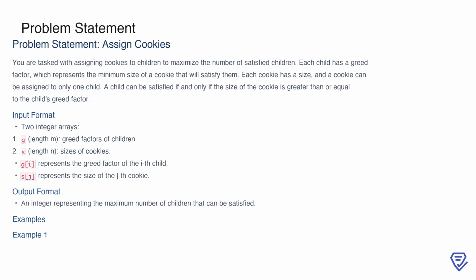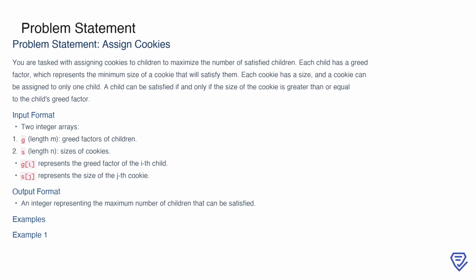In this problem, we are tasked with assigning cookies to children to maximize the number of satisfied children. Each child has a greed factor, which represents the minimum size of a cookie that will satisfy them. Similarly, each cookie has a specific size, and a cookie can only be assigned to one child. A child is considered satisfied if the size of the cookie they receive is at least equal to their greed factor. The inputs to this problem are two integer arrays, one representing the greed factors of the children and the other representing the sizes of the cookies.